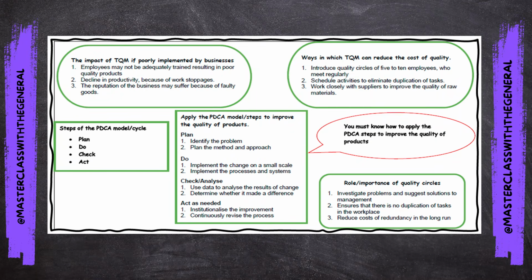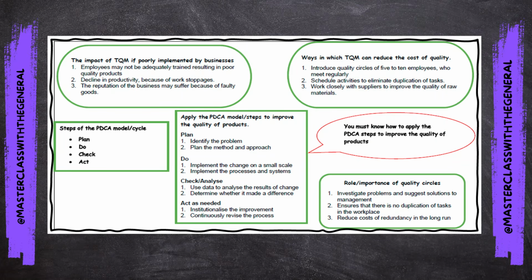Number two, do. Do means implement the change on a small scale, then implement the processes and systems. So when we are doing, it means we are implementing, we are putting into practice. However, it is wiser to implement on a small scale first to see this thing that we planned, how practical is it? Is it practicable? Can we start with a small sample, start maybe with one department or with one product and see how it goes, and from there we'll be able to scale up at a later stage.